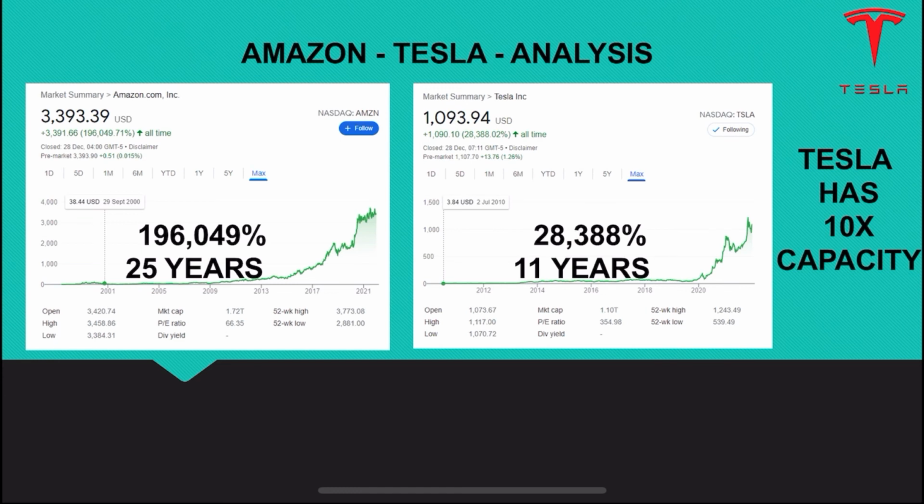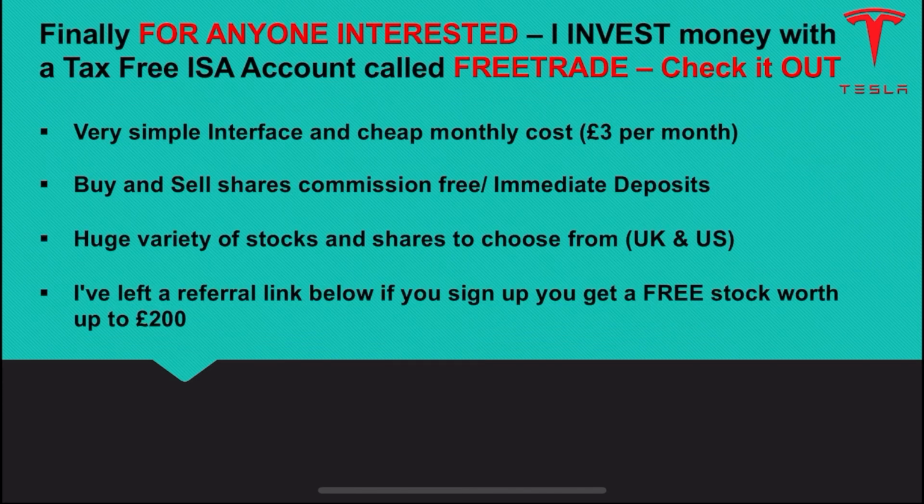Over 25 years, Amazon was able to grow 200,000%, and over 11 years Tesla has grown about 29,000%. So I think these two companies are very similar, and Tesla has a long way to go. Potentially Tesla has the capacity to 10x. So just bear that in mind next time the price drops about 10-15%, because this is the time to buy and to lower your cost basis. So when there are future dips, it won't affect you that much.